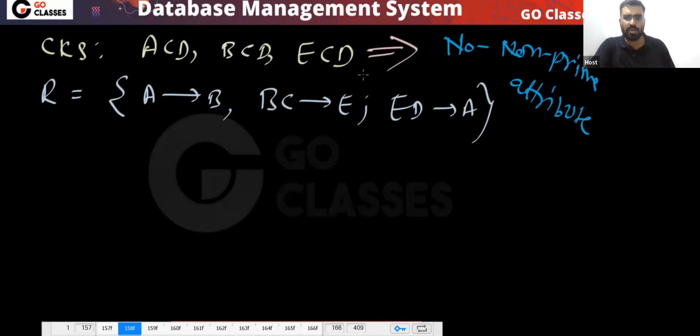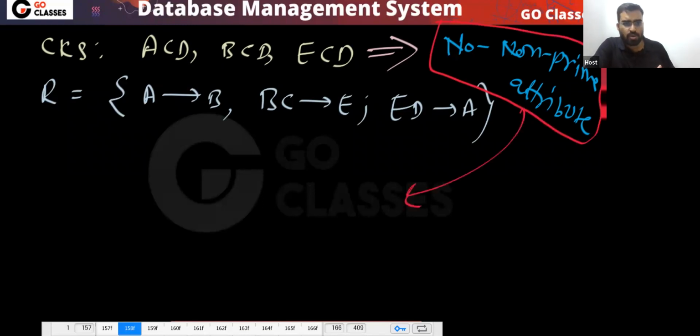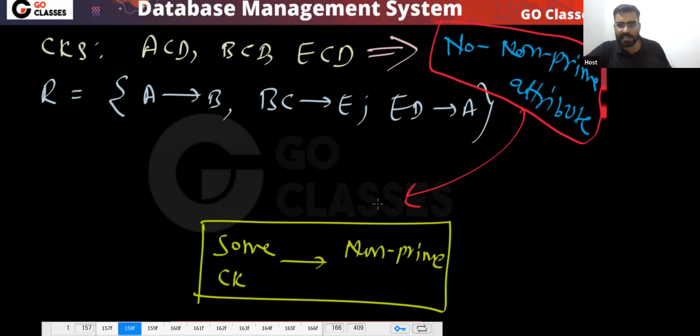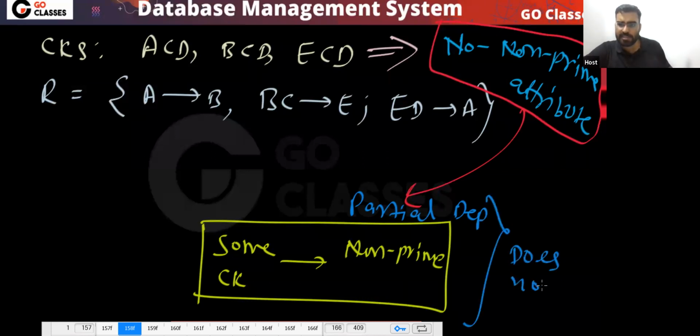Because there is no non-prime attribute, can you create this type of situation? You can never create this type of thing. So this type of partial dependency, where some part of a candidate key determines a non-prime attribute, does not exist.